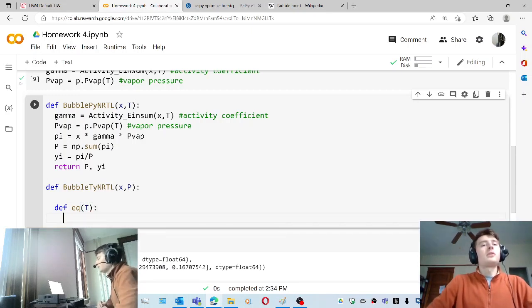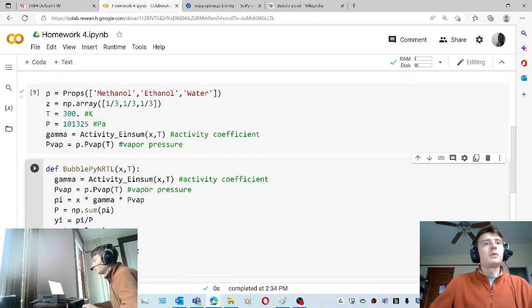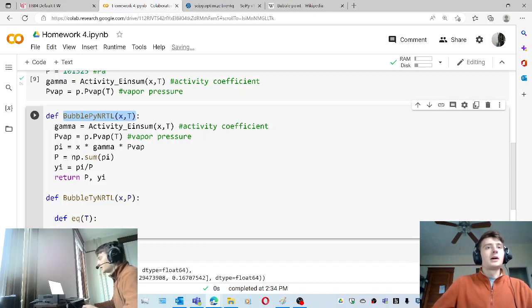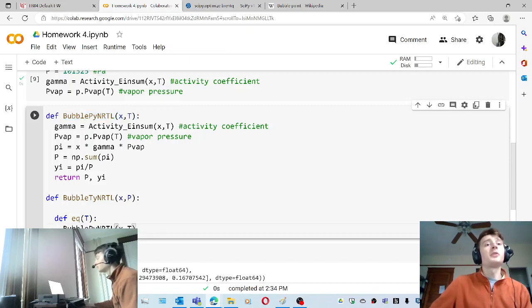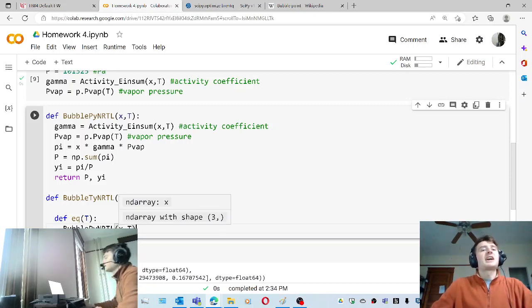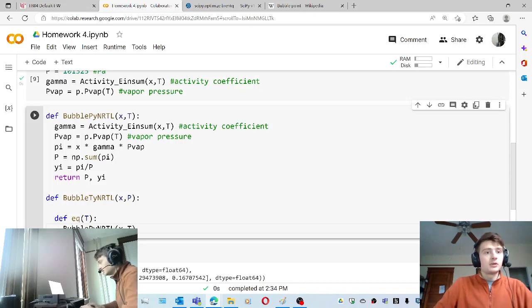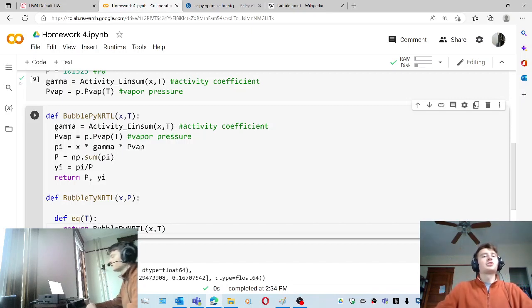And then I will go in and take in a value of t, and then I will evaluate, say, this bubble temperature, or this bubble pressure I've already defined before. I would just evaluate that at x and whatever value of t is provided, and then I can just return that, right? So I've sort of repurposed this function down here.